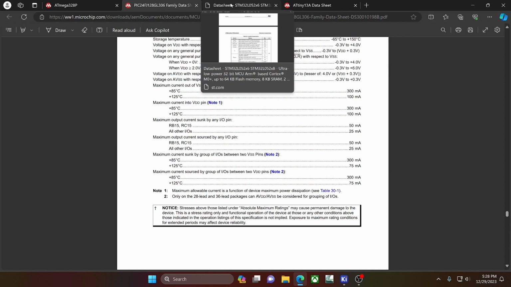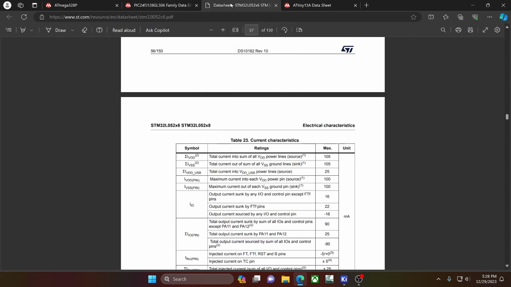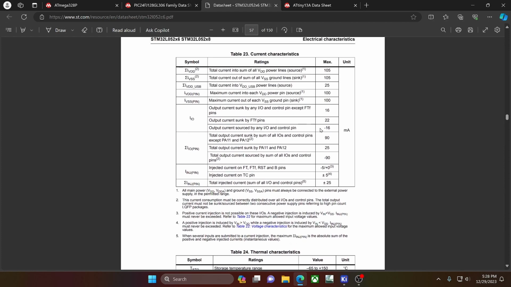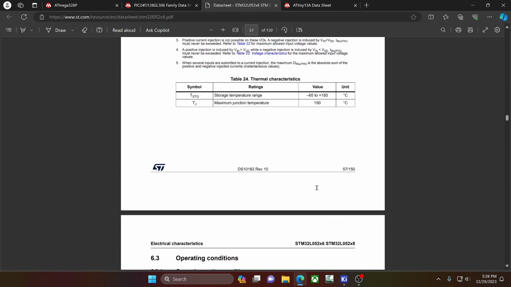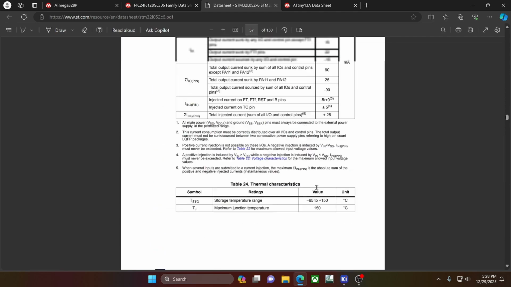Then if we go into this STM32L0 and blah, blah, blah, we're at 16. That's not much. And you can only use 100 milliamps max. Ugh. Thermal characteristics doesn't really give you much.